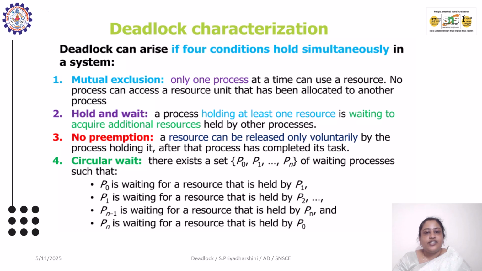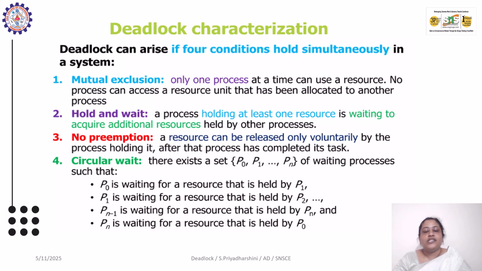So what are the characterizations of deadlock? The characterization of deadlock is of four things: mutual exclusion, hold and wait, no preemption, circular wait. What is mutual exclusion? Mutual exclusion is that only one process should be executed at a particular time. Hold and wait: a process should hold at least one resource and wait for an additional request. That is called the hold and wait characterization. The next one is no preemption, that is, forceful termination will not be done.